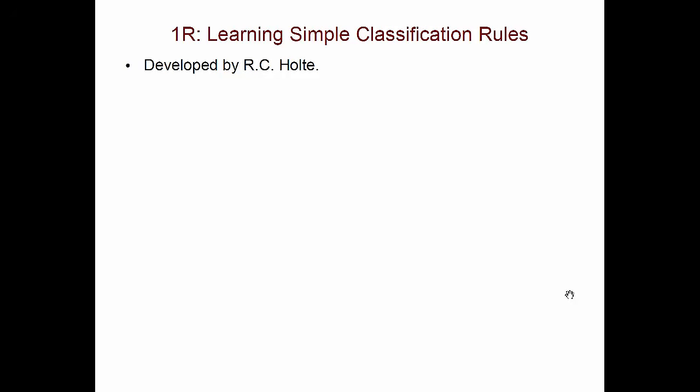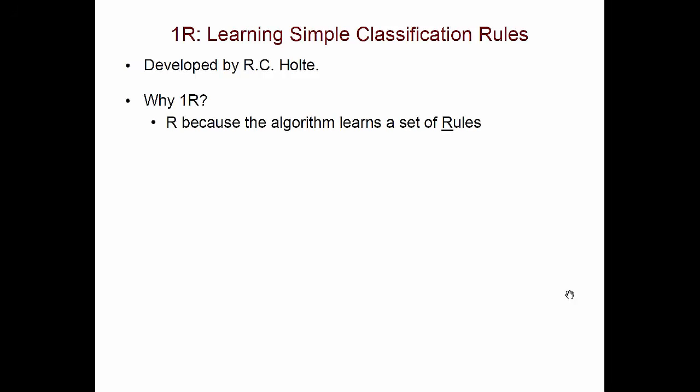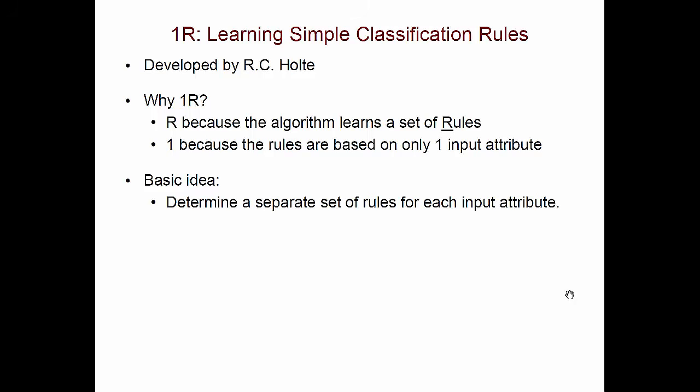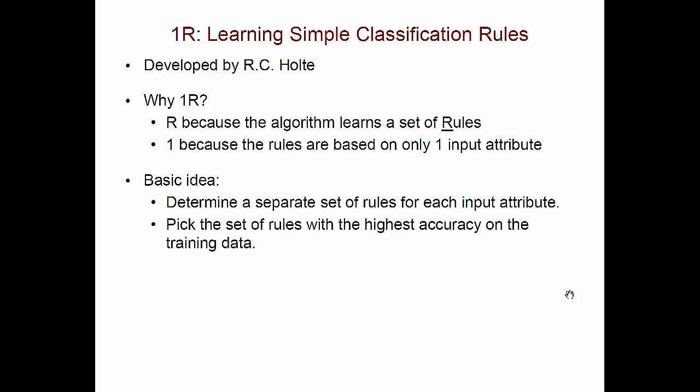To learn the model, we're going to use a simple algorithm called 1R that was developed by R.C. Holte. The name 1R comes from the fact that it develops a set of rules, so that's where the R comes from, and those rules are based on only one of the input attributes, and that's where the 1 in the name comes from. The basic idea is to figure out a separate set of rules based on each of the input attributes. So we'll have one set of rules based on age, one set of rules based on gender, etc. And then we'll pick the set of rules that has the highest accuracy on the training data.